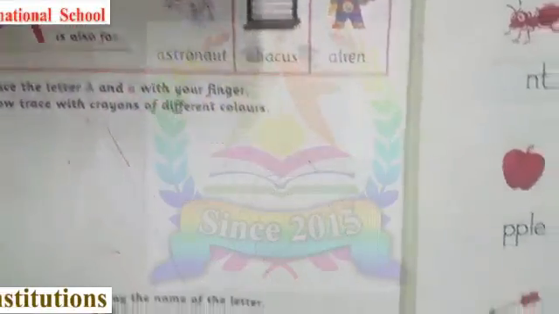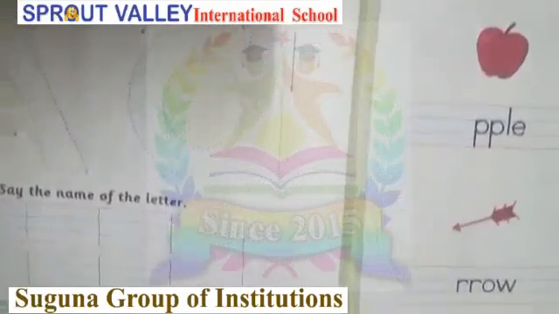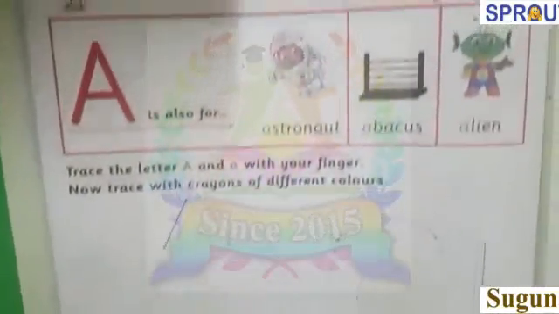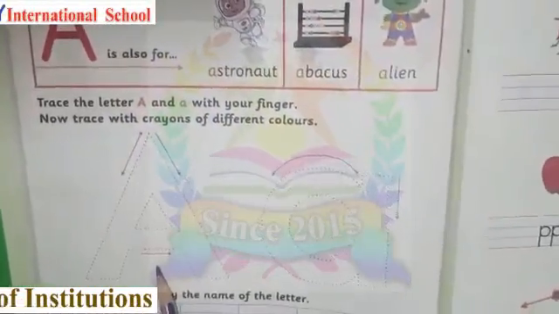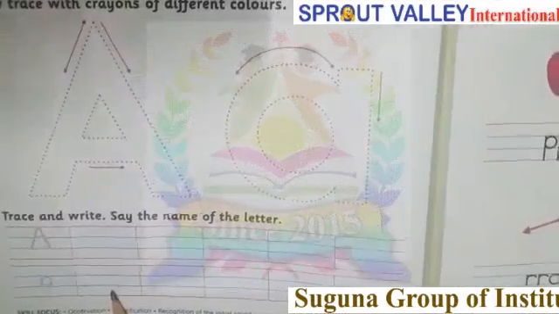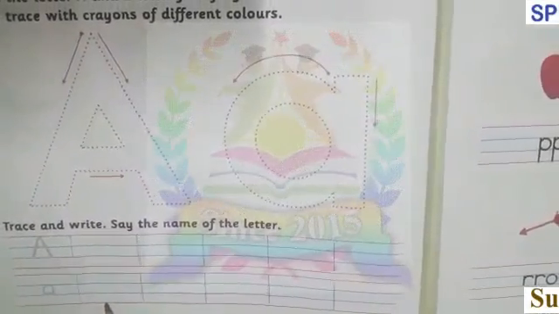Open your literacy skills textbook, that is page number 26. Today we are going to trace capital A and small a. Then you will write here capital A and small a. Okay? See here.